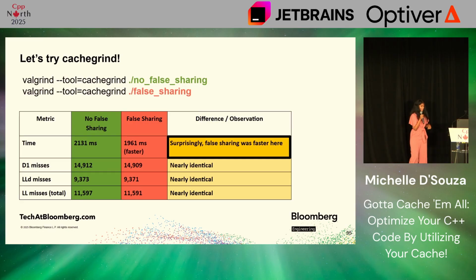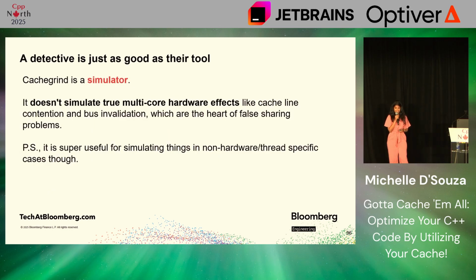All right, so the answer was the instrument that I used. I used Valgrind, so Cachegrind. And the thing with Cachegrind is that it's actually a simulator. It doesn't actually take into account multi-core hardware effects when you have multiple threads running on different cores. So things like false sharing aren't actually captured with Cachegrind. Cachegrind is still an amazing tool. I use it all the time, but just be aware that some tools have limitations.